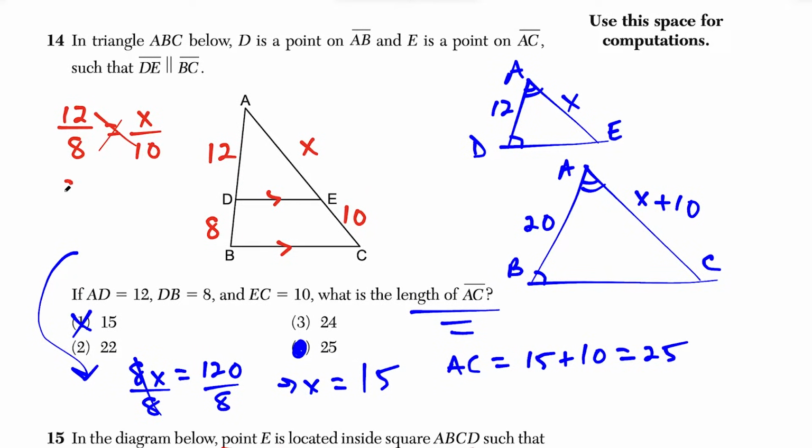And we have 8 times X is 8X is equal to 12 times 10 is 120. And notice that we get the exact same equation here. When we solve for X, we get X equals 15. We plug it back in, and we also get AC is equal to 25 units long.